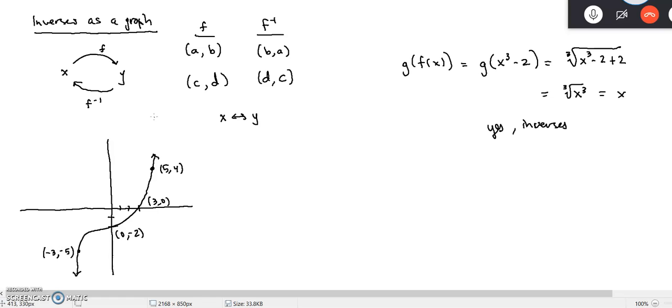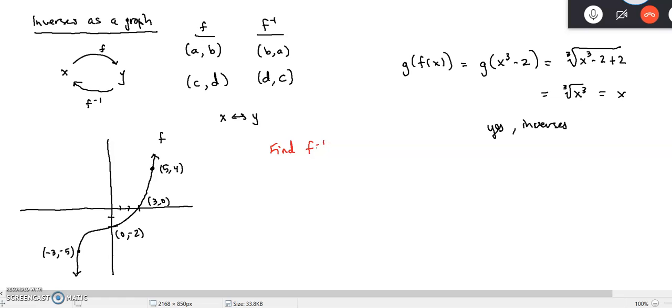Okay, so this is our function. I just drew a picture. First of all, it's got to be a function, and it's got to be one-to-one. So we see that it passes the vertical test, it passes the horizontal test, so this is a one-to-one function. So we should be able to find the inverse. So let's say that we want to find f inverse as a graph.